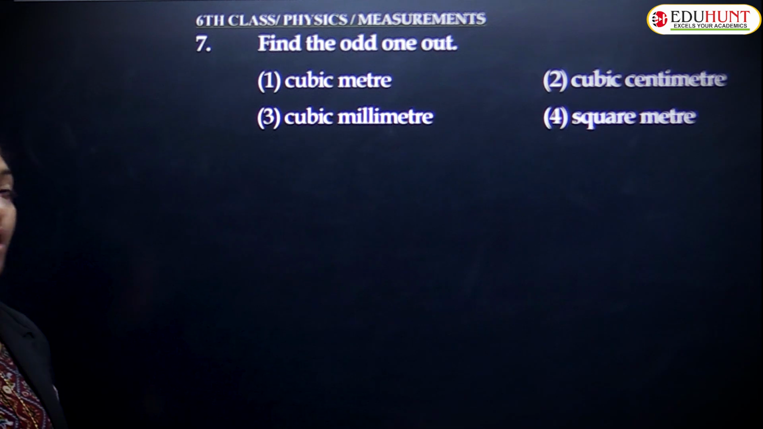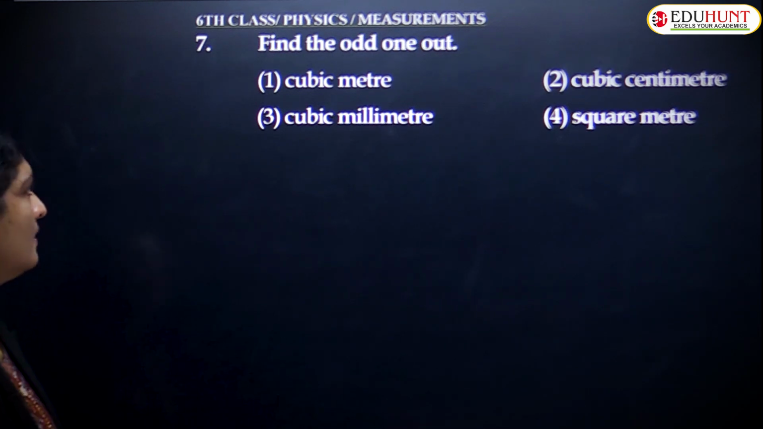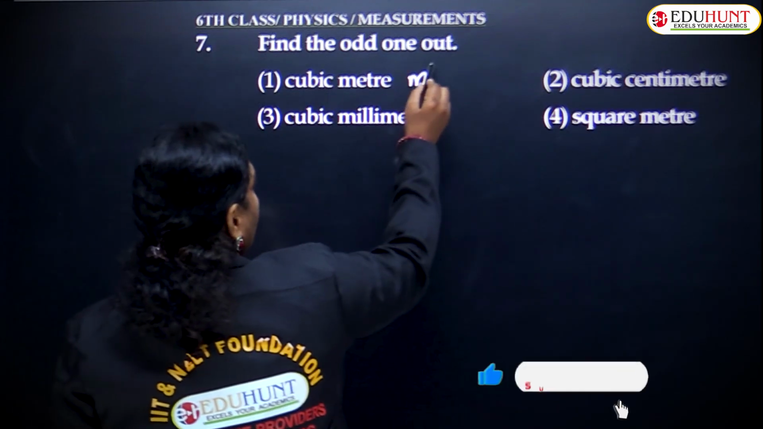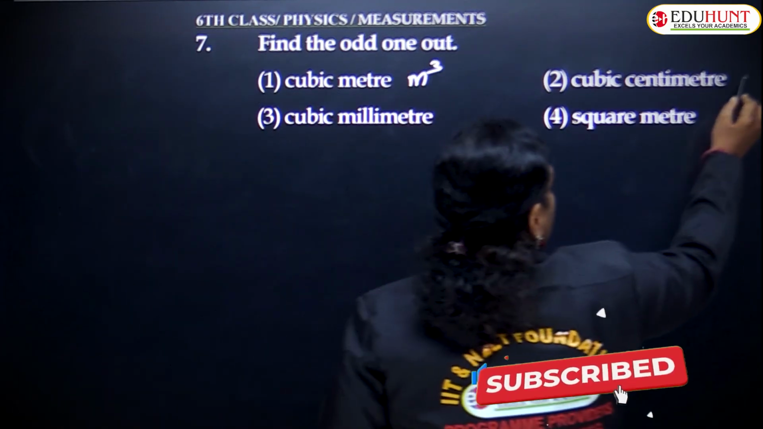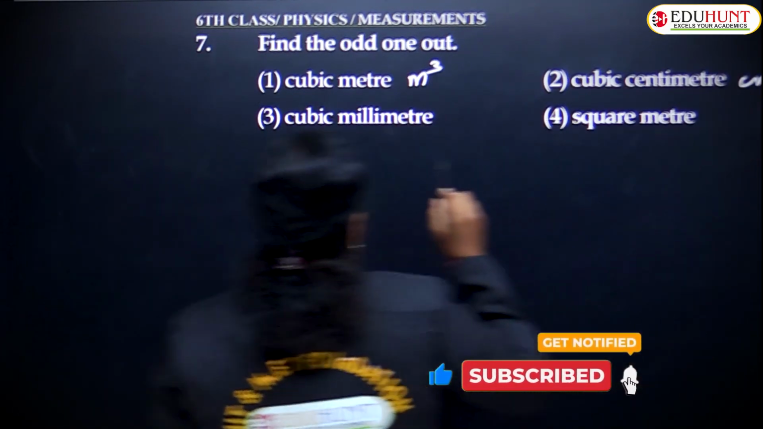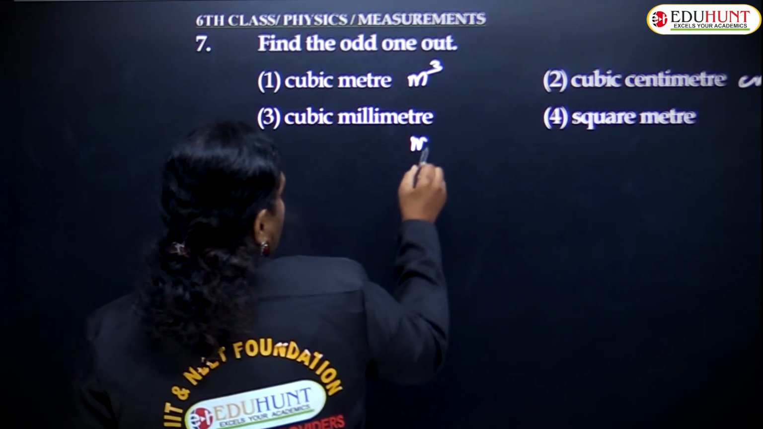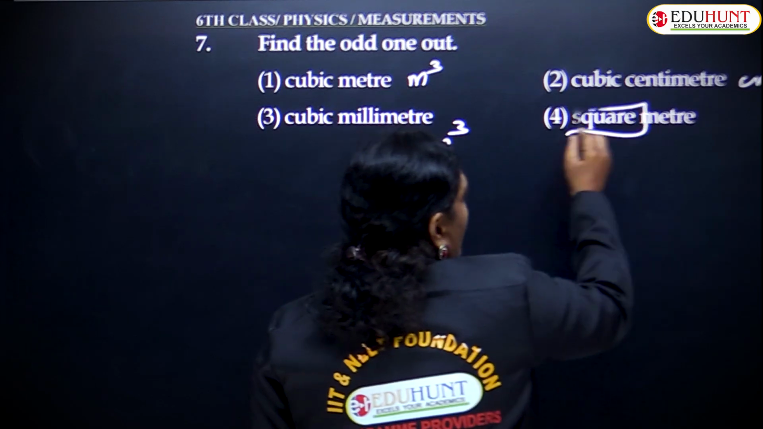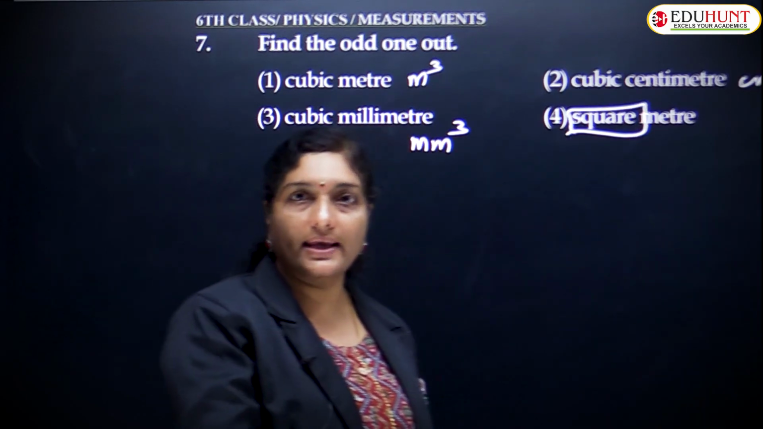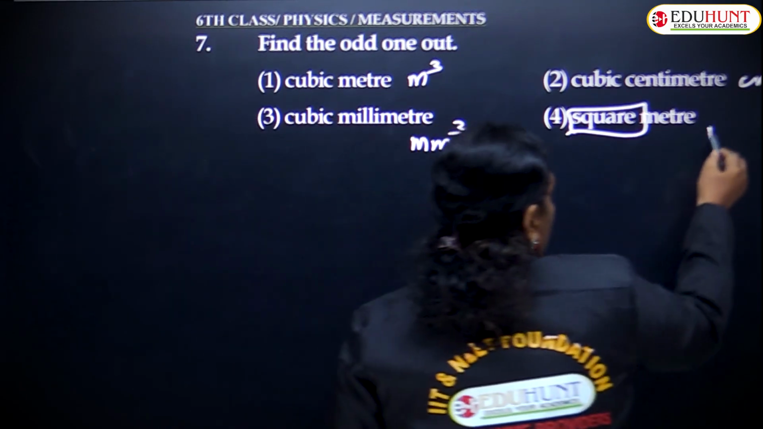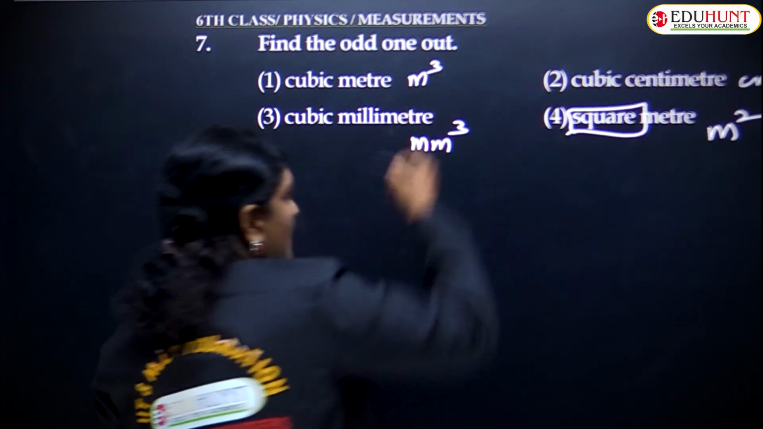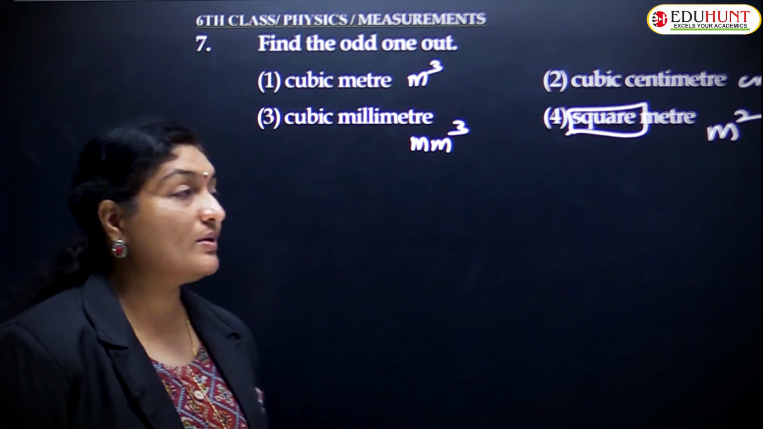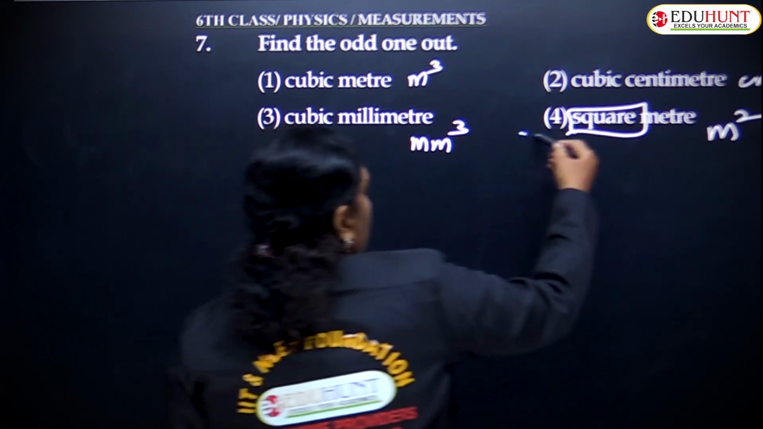Next, find the odd one out. Cubic meter is a measure of volume. Cubic centimeter is a measure of volume. Cubic millimeter, of course, is a measure of volume, a submultiple. Square meter means area. Meter square is a measure of area. All the three indicate volume, whereas this indicates area. So which one is odd one out? Of course, this one.